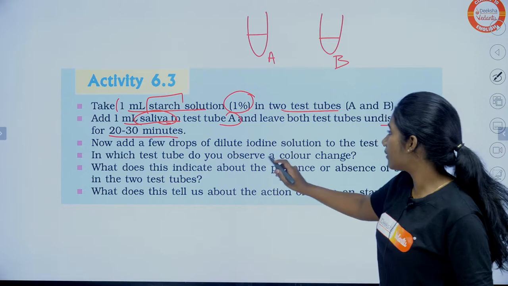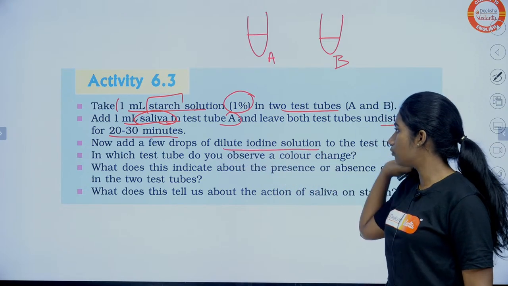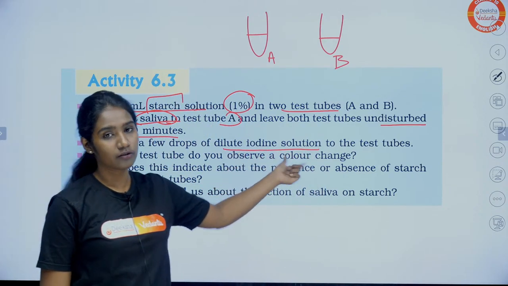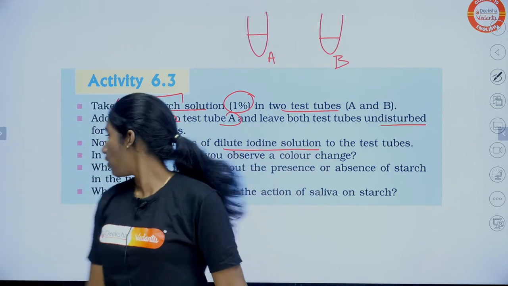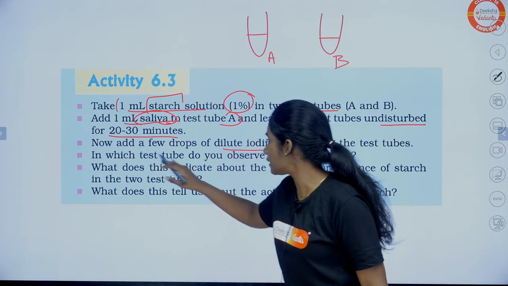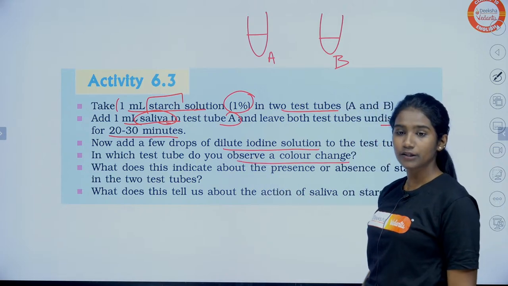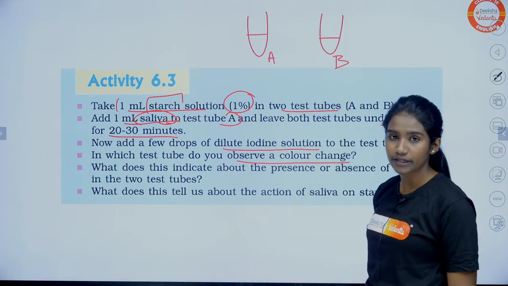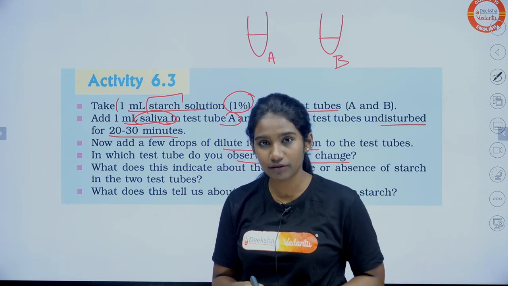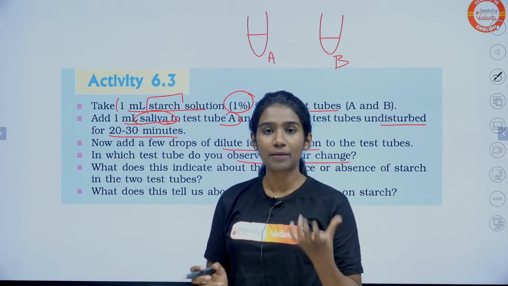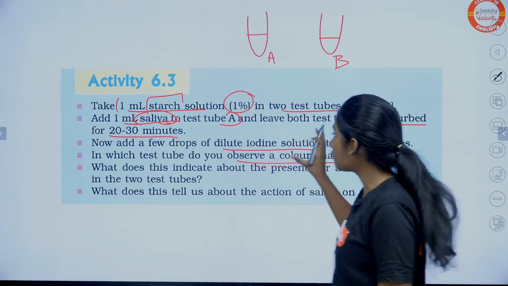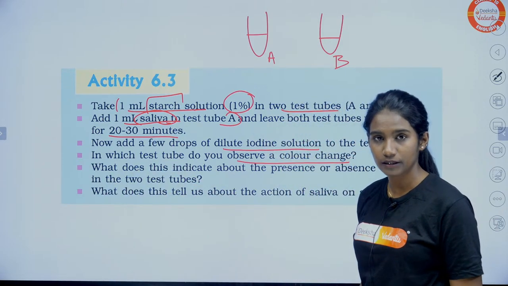Now add a few drops of dilute iodine solution. So for both test tubes we are adding dilute iodine solution. And then what does this indicate? In which test tube do you observe a color change? In which one do you think there will be a color change? See, this experiment is similar to the first activity which we did, with the money plant. Over there it is done in plants, but here we are checking the activity of salivary amylase.